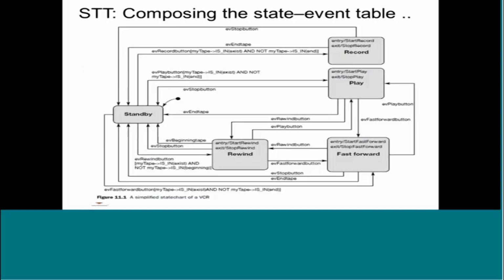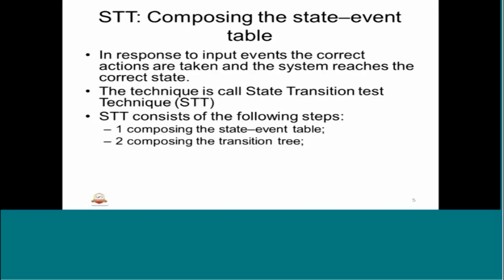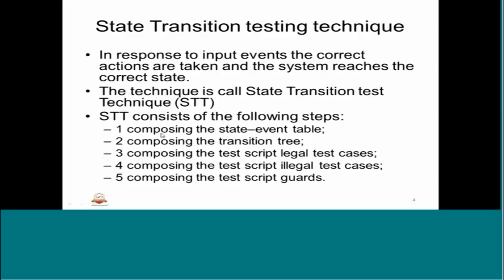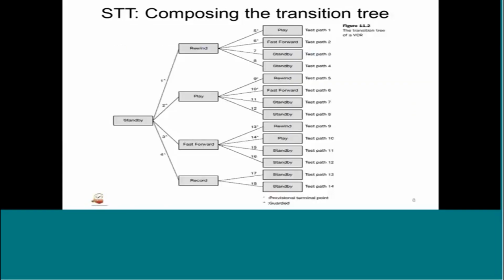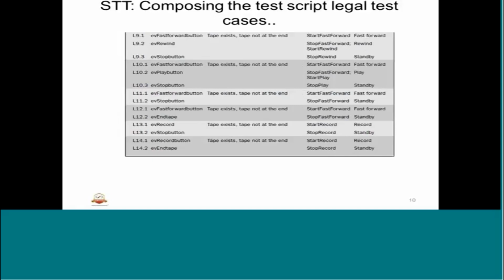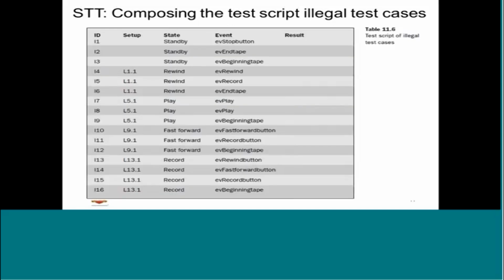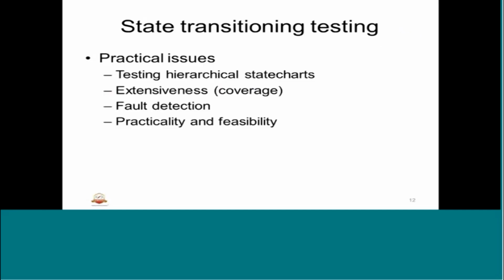So this is the fourth step that we are going to do. So what are the four steps that we have seen? First, we are going to have a state event table. Then we are going to have a transition tree. Then we are going to identify the legal test scripts, and the illegal test scripts. State event table, this is the one. Then the transition tree, then the legal scripts and the illegal scripts. These four steps are very important for drawing the state event.